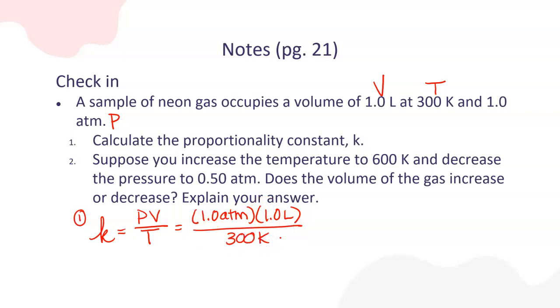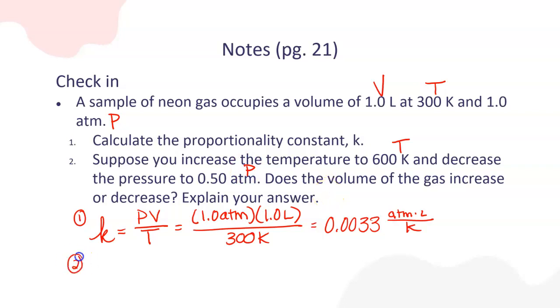When you put this into your calculator, 1 times 1 is still 1, and then we're going to do 1 divided by 300, and you get 0.0033, and the units are ATM liters over Kelvin. So suppose you increase the temperature to 600 Kelvin, so that's the new temperature, and decrease the pressure to 0.5 atmospheres. Does the volume of the gas increase or decrease?